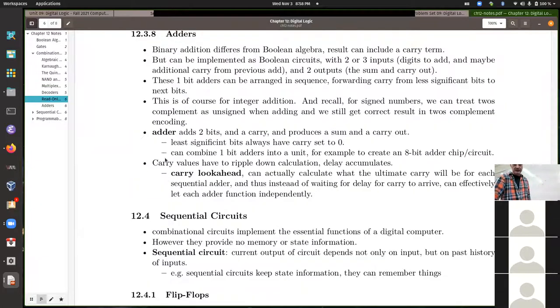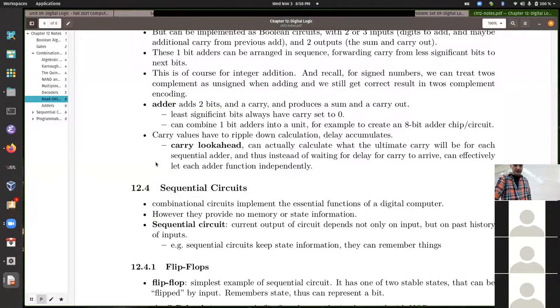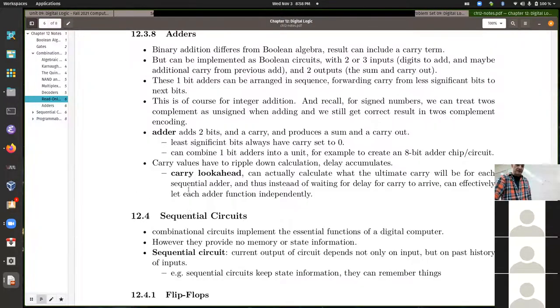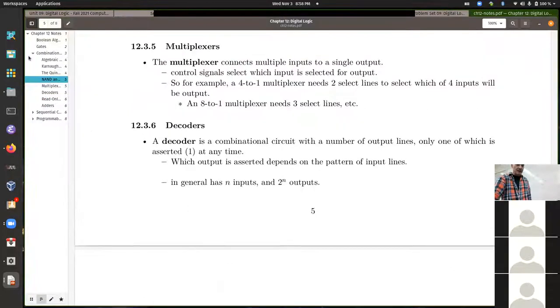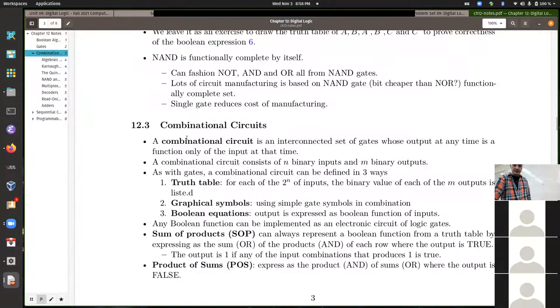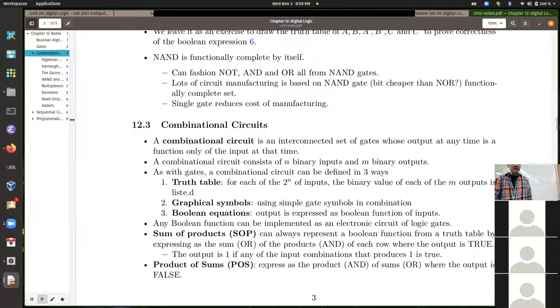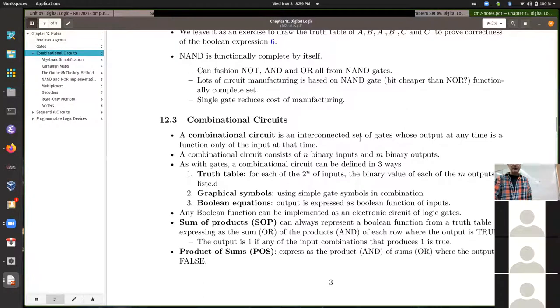Let me just say one or two more things that aren't really in the problem sets. Of course, you should understand the stuff about the combinational circuits and the sequential circuits. Let me just talk about those just a little bit and then we'll wrap up here. These are just simply circuits that have inputs that go to outputs.